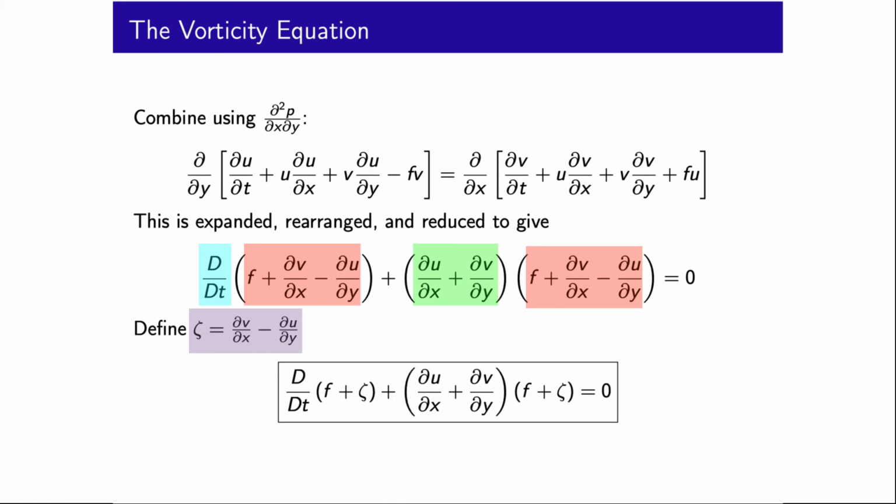and we make the substitution for zeta back into this previous equation, returning the total time derivative of f plus zeta plus the horizontal divergence times f plus zeta is equal to 0. This equation is called the vorticity equation.